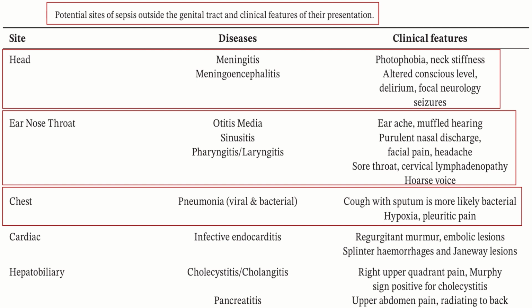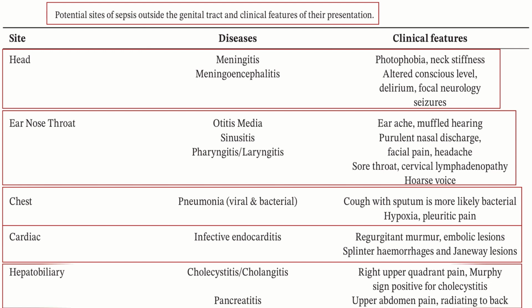When the chest is involved, we should consider pneumonia, both viral and bacterial. Clinical features include cough with sputum, which is more likely bacterial, hypoxia, and pleuritic pain. When the cardiac site is involved, the possible causes include infective endocarditis with clinical features like regurgitant murmur, embolic lesions, splinter hemorrhages, and Janeway lesions.